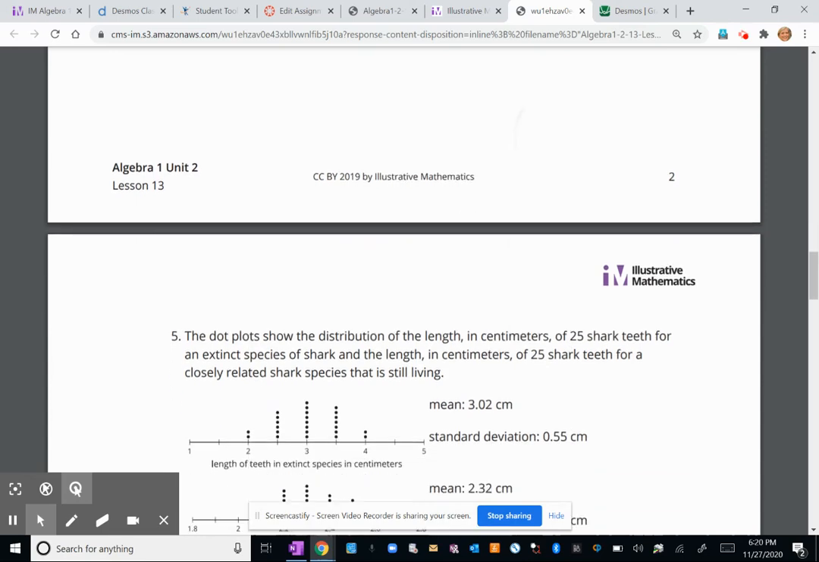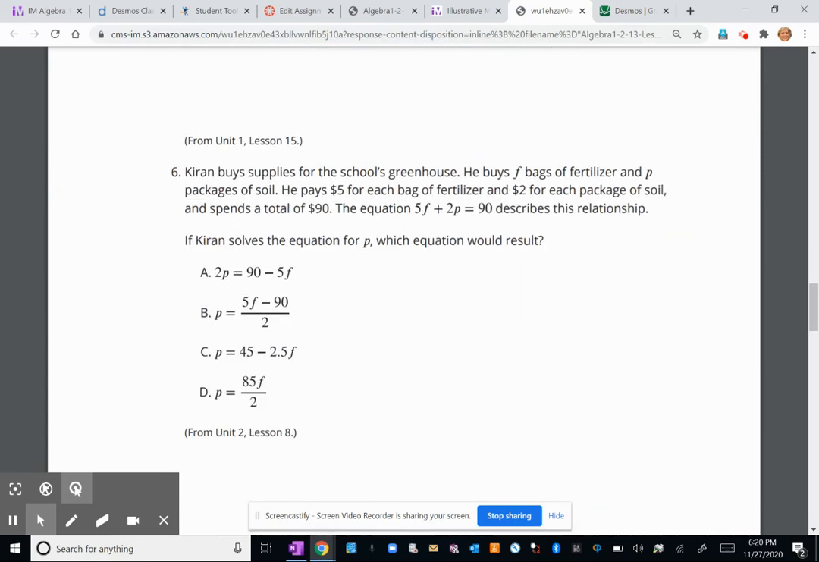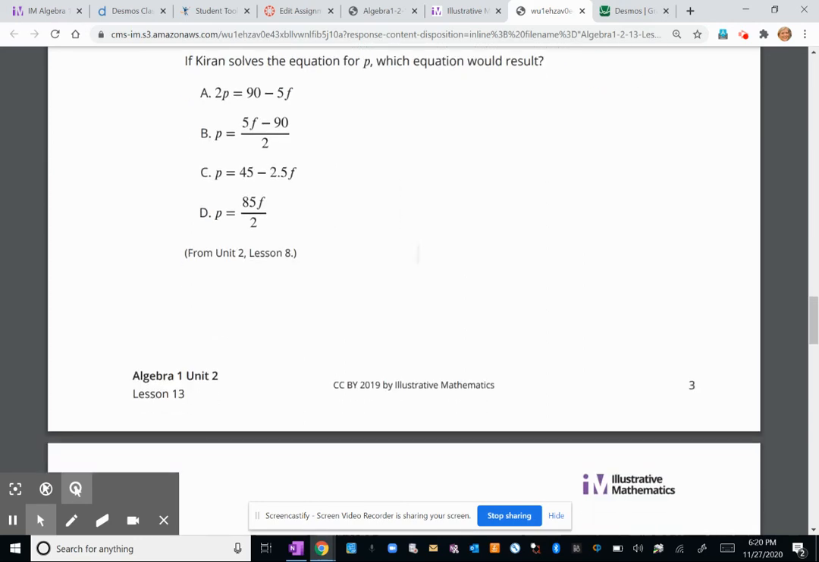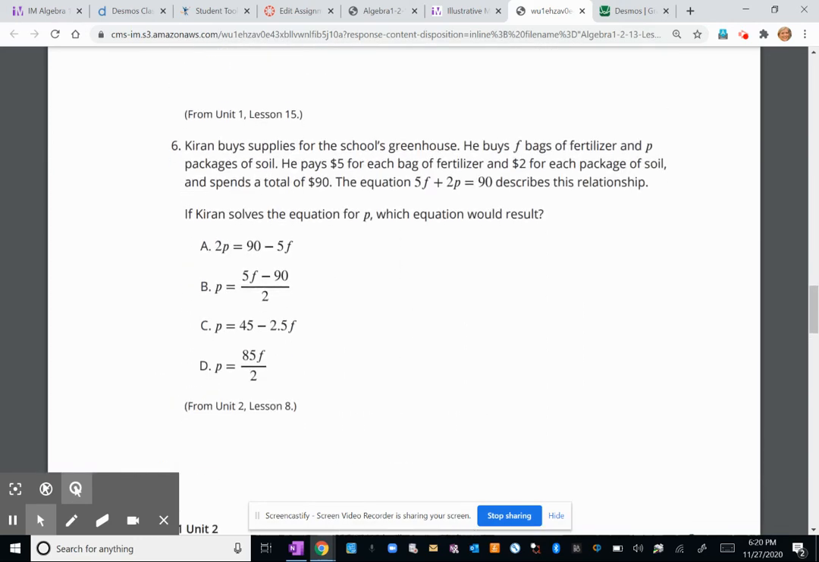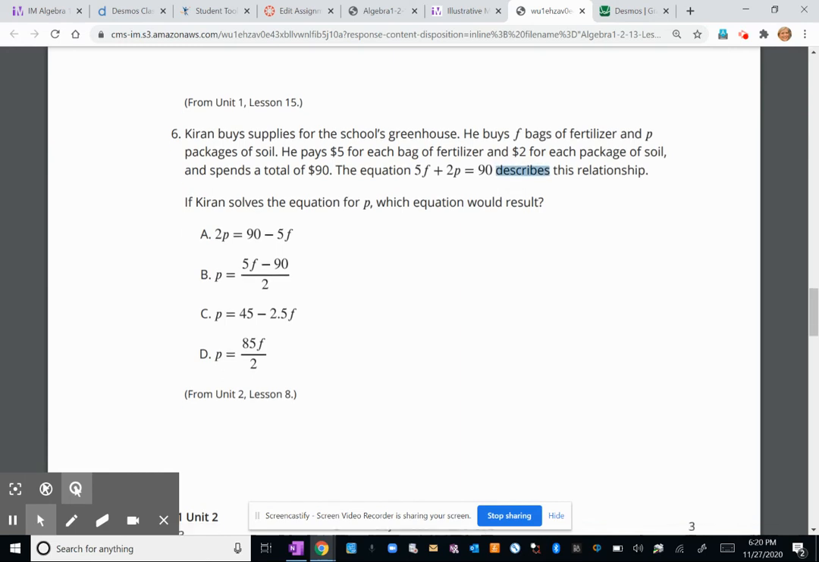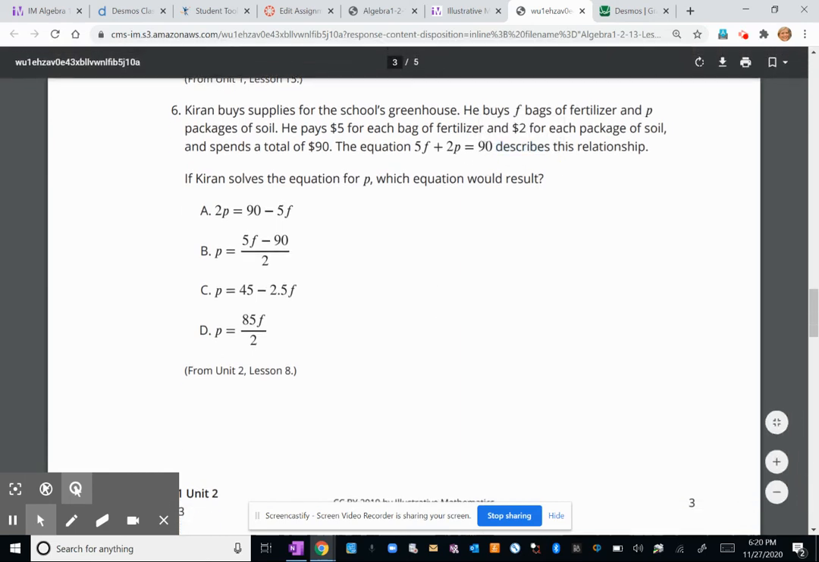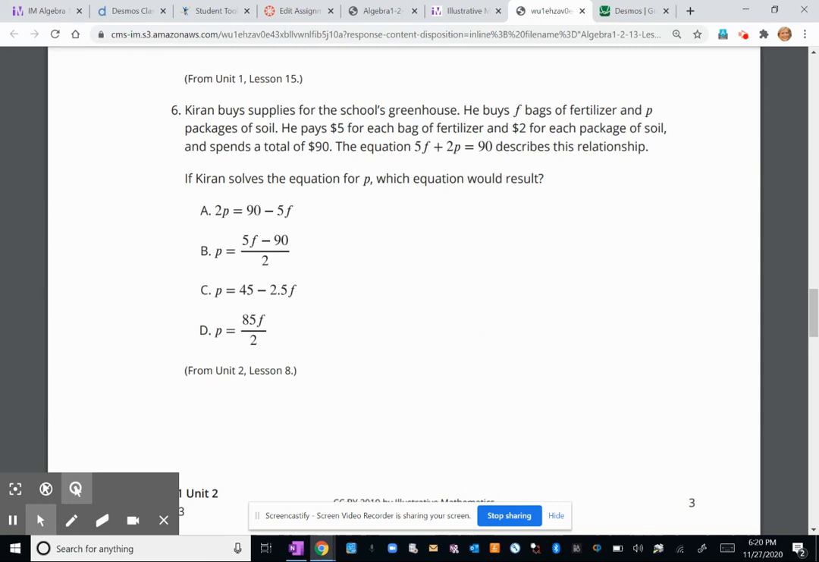Okay, we skipped number 5, and then you're doing number 6. It says, Chiron buys supplies for the school's greenhouse. He buys F bags of fertilizer and P packages of soil. He pays $5 for each bag of fertilizer and $2 for each package of soil and spends a total of $90. The equation 5F plus 2P equals 90 describes this relationship. If Chiron solves the equation for P, which equation would result?